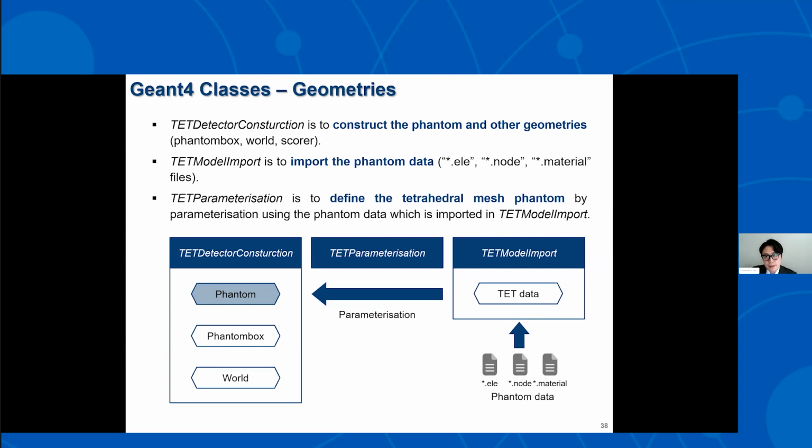This slide shows the classes making up the geometries of the input example. TET detector construction class constructs all the geometries, including the phantom, box, and world. For this, the phantom data are read in the TET model import class, parameterized in the TET parameterization class, and then transferred to the TET detector construction class.